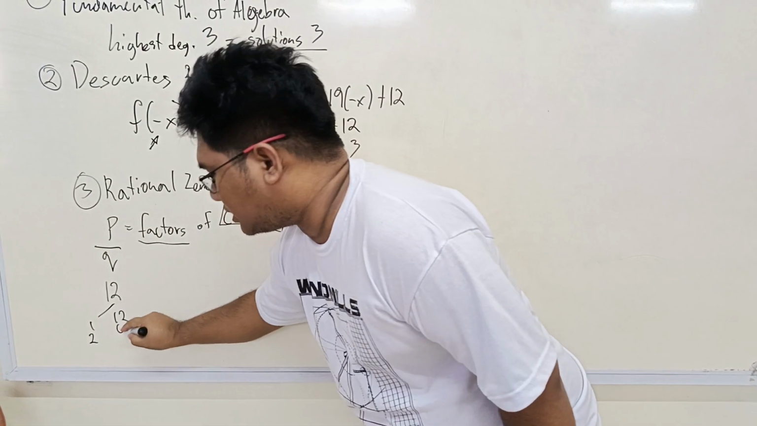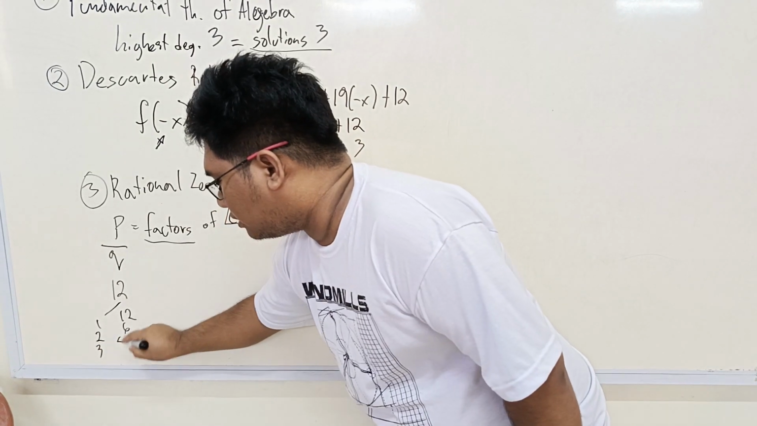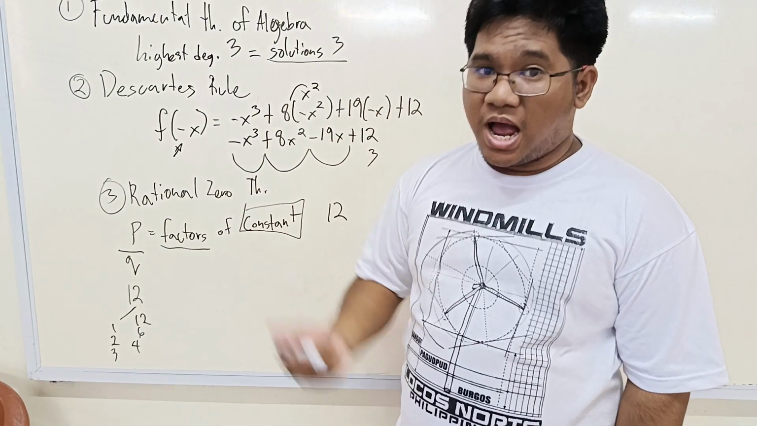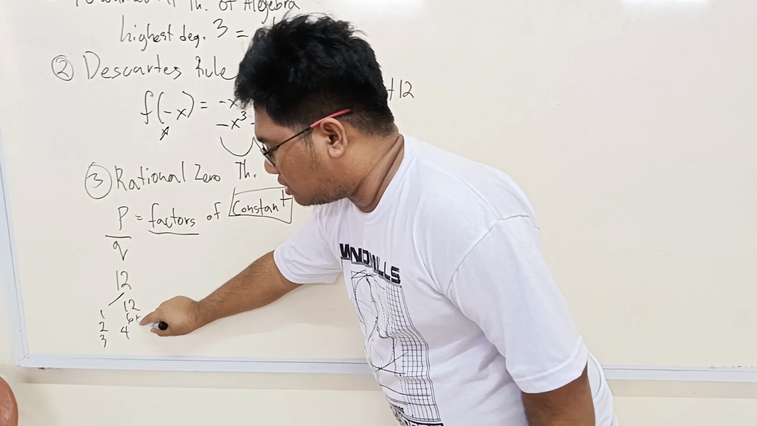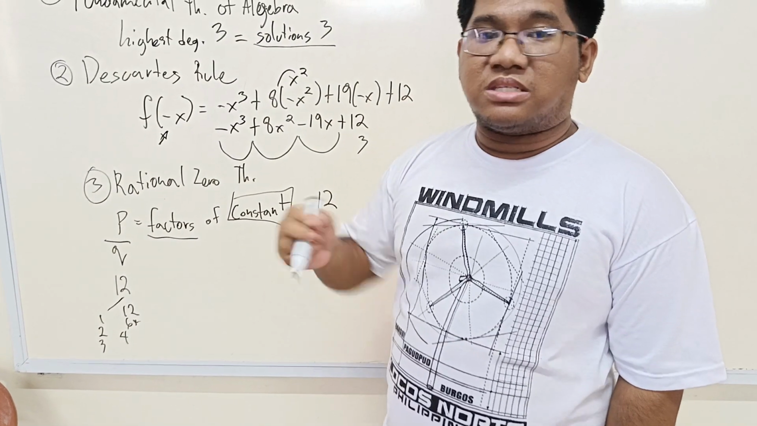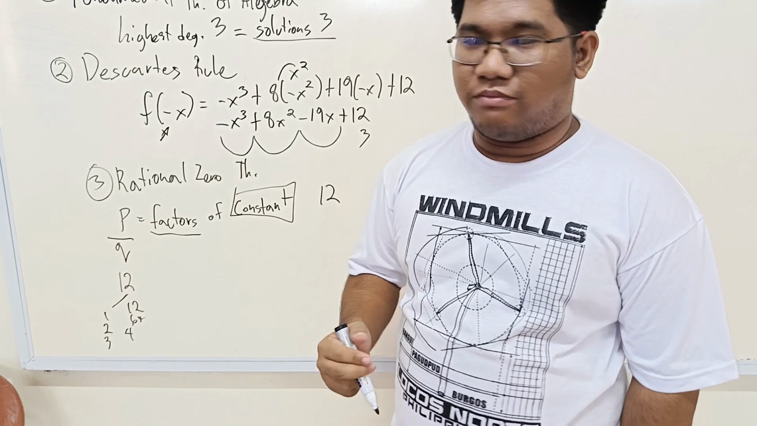2 and 6. 3 and 4. Meron bang 5? Wala. 6. Merong 6, however, meron na tayo 6 dito. Pag umulit na yung number, that means that is the total factors that we have.